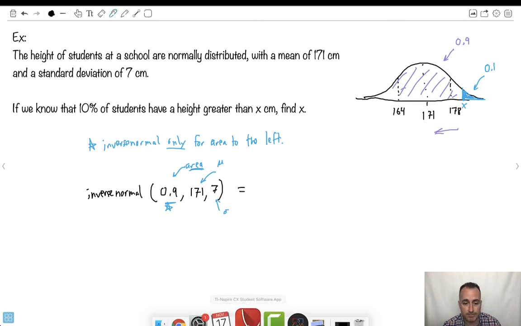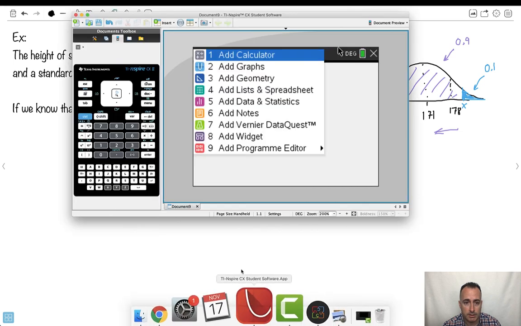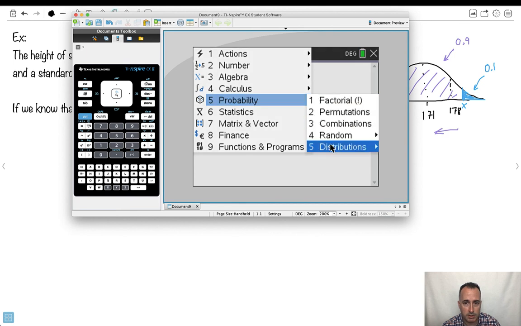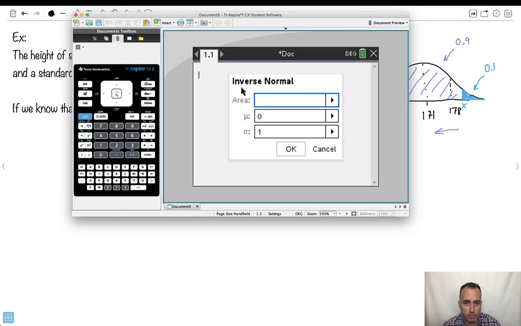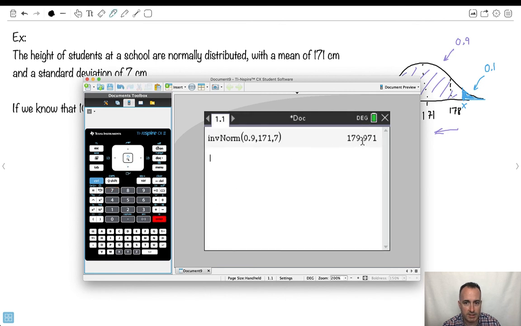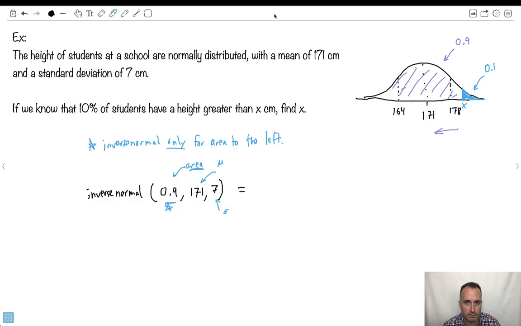So we open up our trusted calculator. I go to menu, and I say probability distributions and inverse normal. What's the area? 0.9. What's the mean? 171. Standard deviation is 7. Go. It will tell me the x value. To three significant figures, this will round up to 180. So it'll be approximately 180 centimeters. This will be the answer.